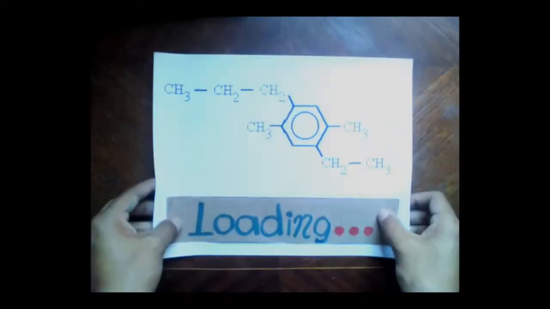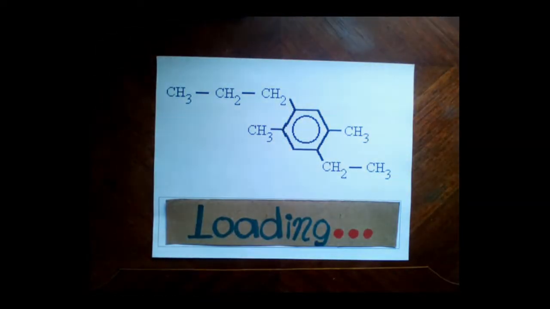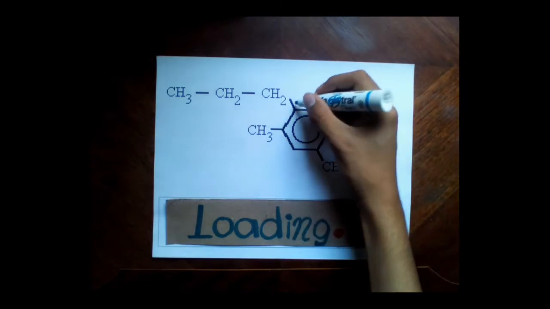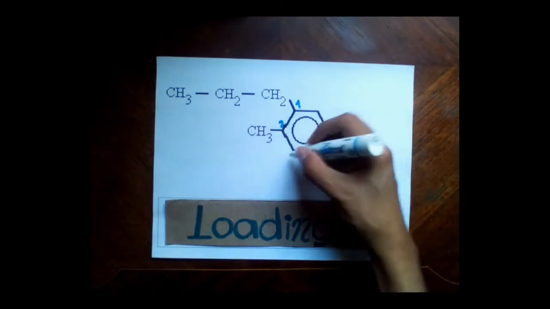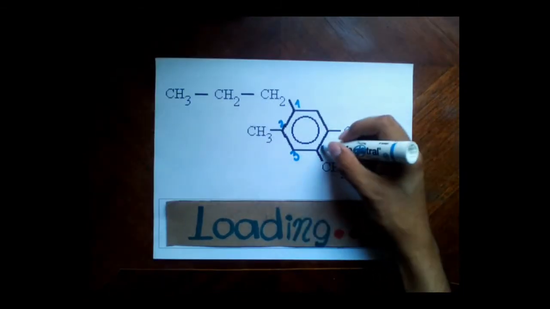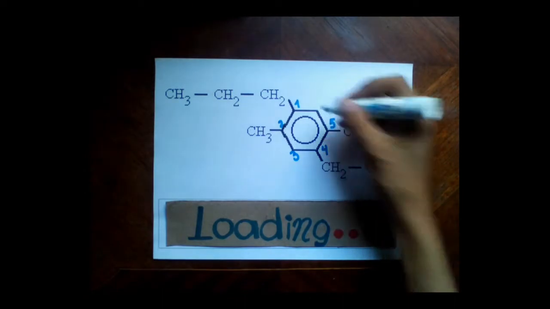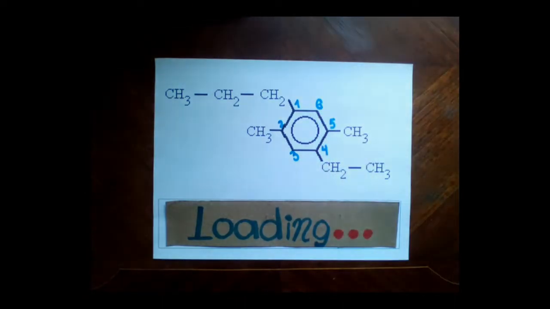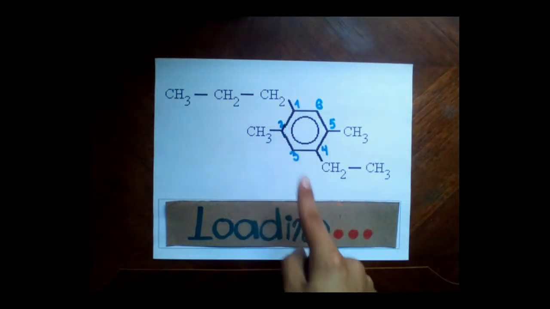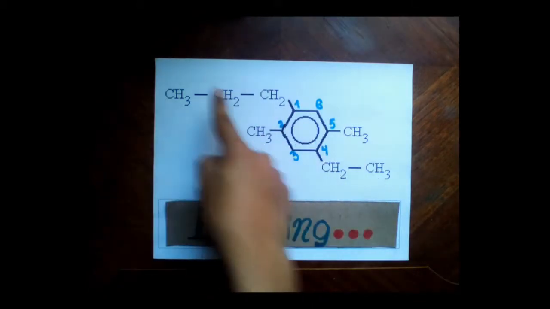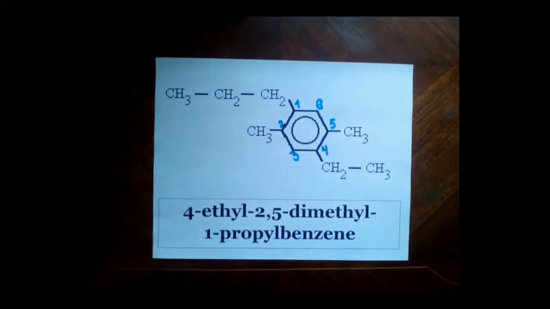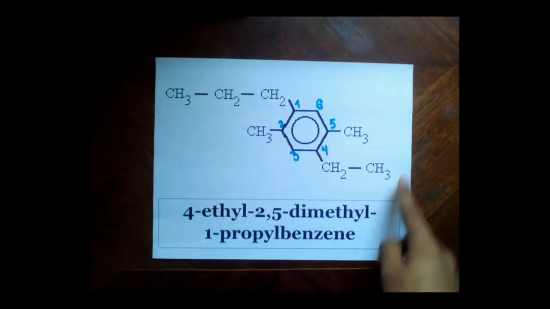Like the aromatic compounds with 2 substituents, when there are 3 or more substituents attached to the benzene ring, they are numbered in the direction to give the lowest set of numbers and then named alphabetically. In this example, there is an ethyl group in the 4th position, a propyl group in the first position, and 2 methyl groups in the second and 5th position. All of this forms the compound 4-ethyl 2,5-dimethyl 1-propylbenzene.